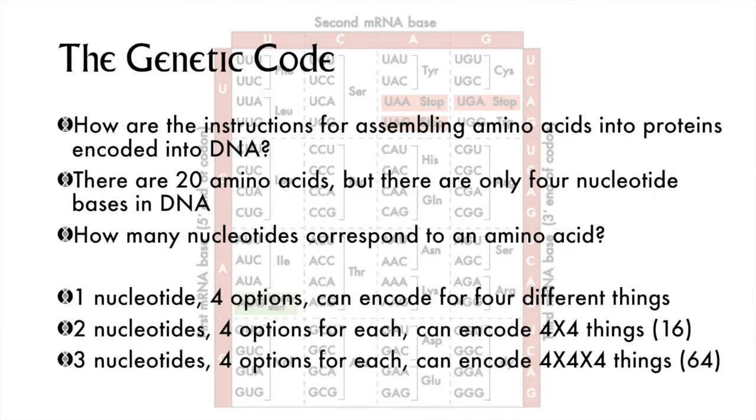How many nucleotides are necessary to code for 20 different amino acids? One nucleotide with 4 different options, A, T, G, or C, could only encode 4 different choices.